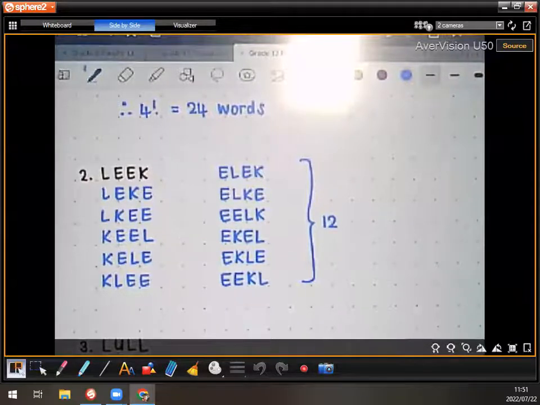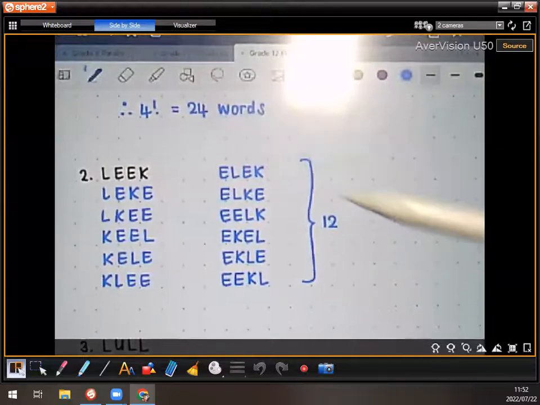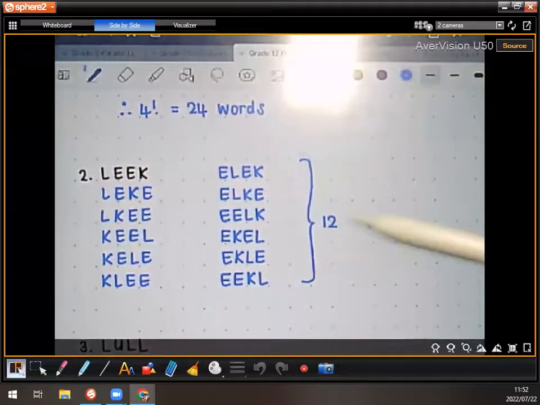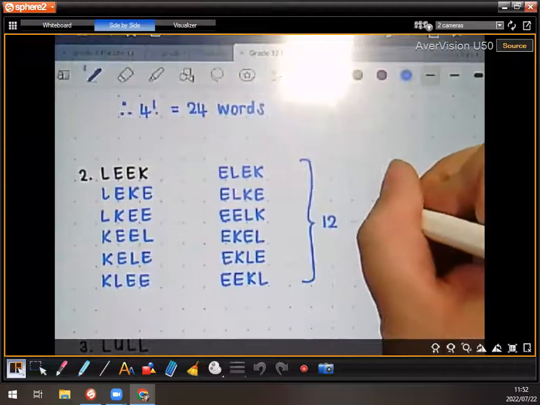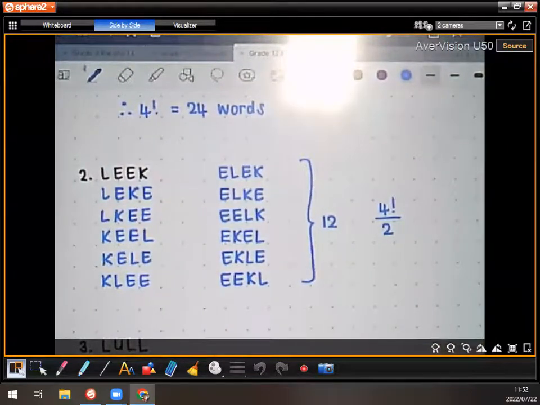Alright, so just like in the previous example, we're starting with four letters, right? So I would like to use 4 factorial because that just makes sense. If we have 4 letters, we can use 4 factorial. But now when we do 4 factorial, we're getting 24. The answer is actually 12, right? So to get this answer, we can actually do 4 factorial divided by 2. That will get us to the answer of 12 words.